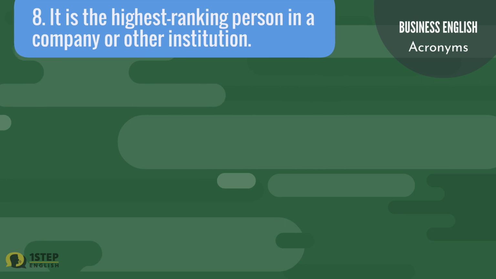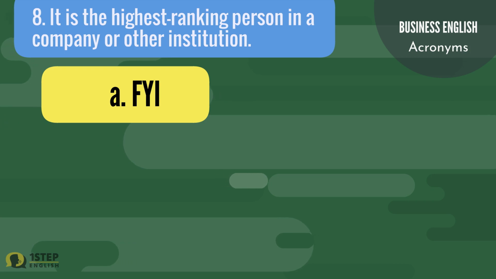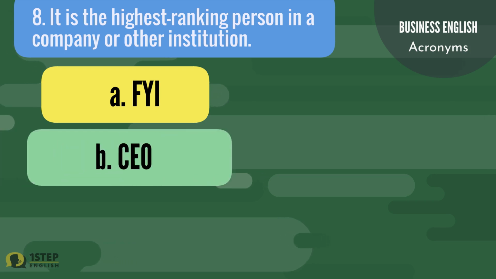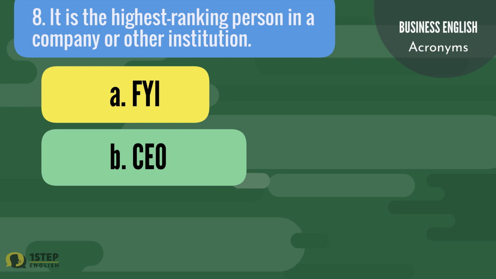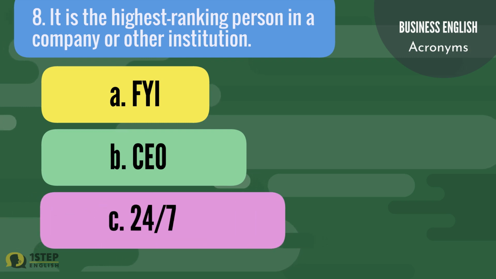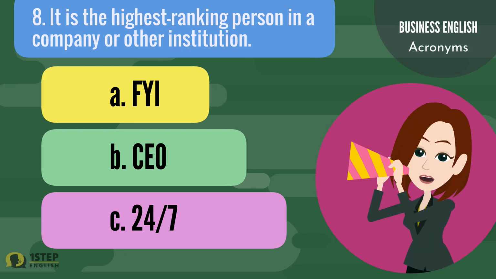Number 8. It is the highest ranking person in a company or other institution. Letter A. FYI. Letter B. CEO. Letter C. 24/7. The correct answer is letter B. CEO.